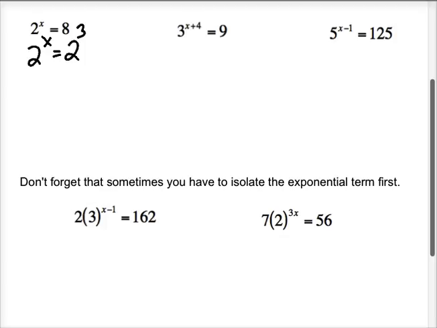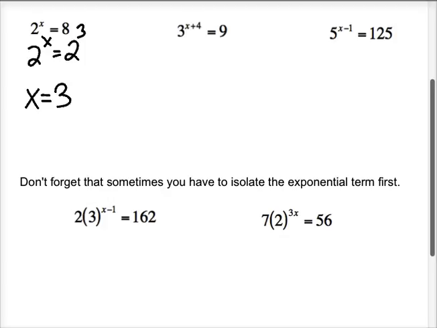Now, once you know that, once you can write them in a common base, what that means is now those exponents have to be equal. So x is going to have to be 3. So that's the power of these common bases. It lets you set the exponents equal and then solve something much simpler. Let's take a look at the next one.